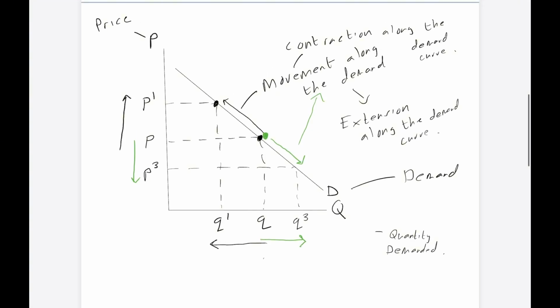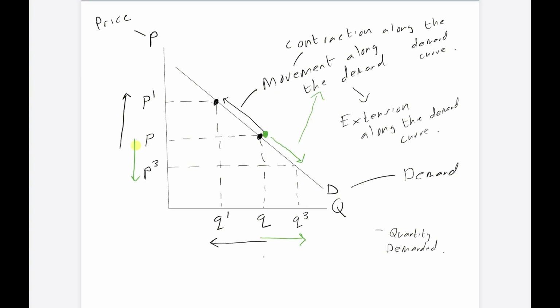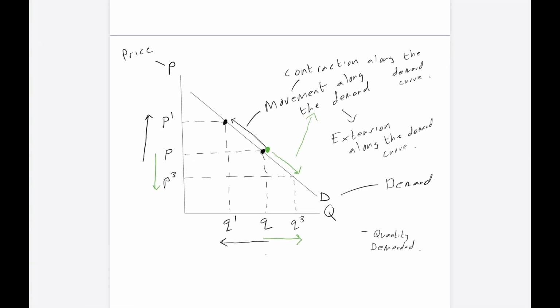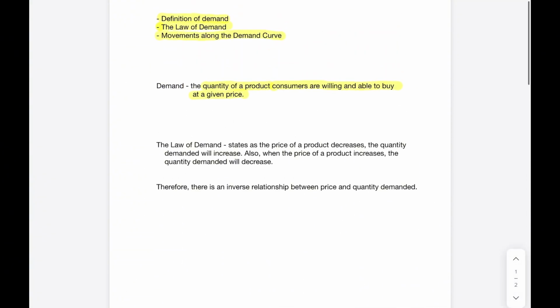Okay, so just to recap, when there is a change in price for the product, when the price either increases or decreases, it causes a movement along the demand curve. Okay, so a change in price of the product causes a movement along the demand curve.